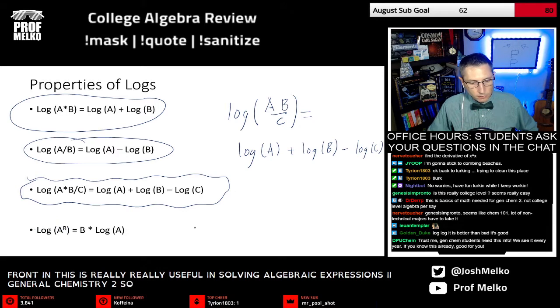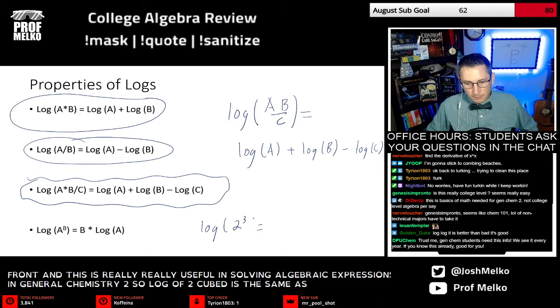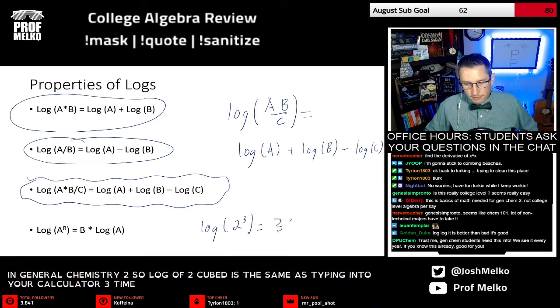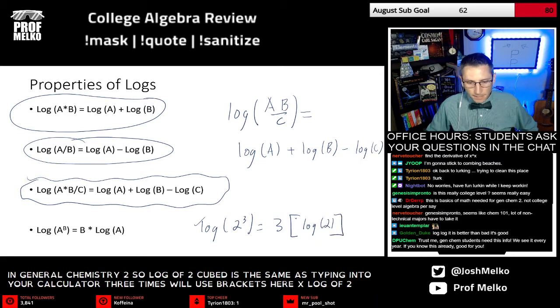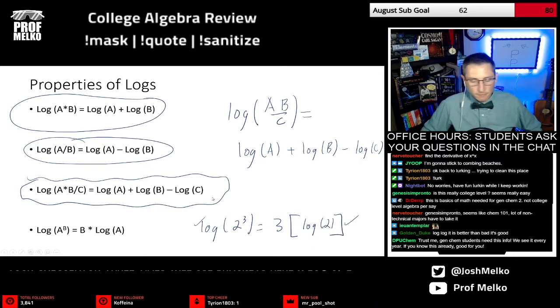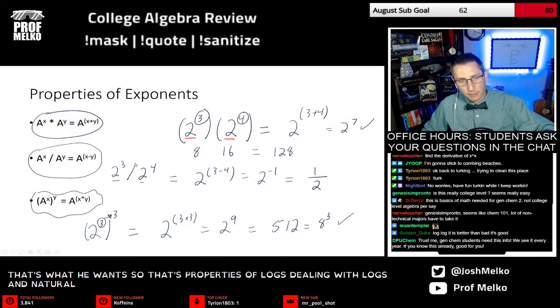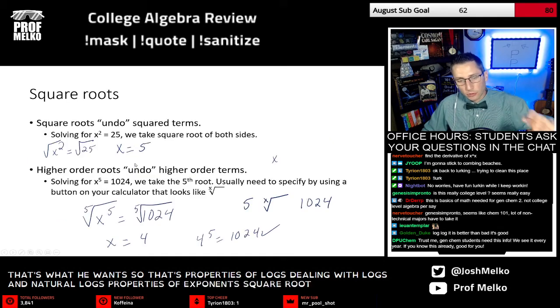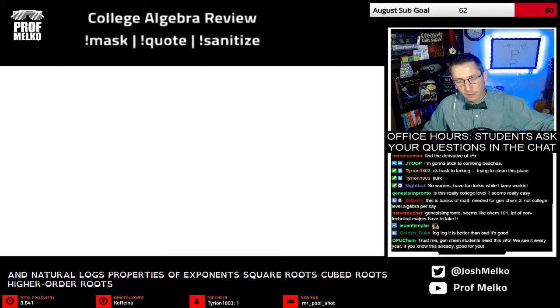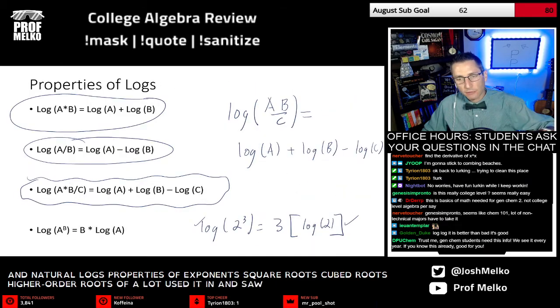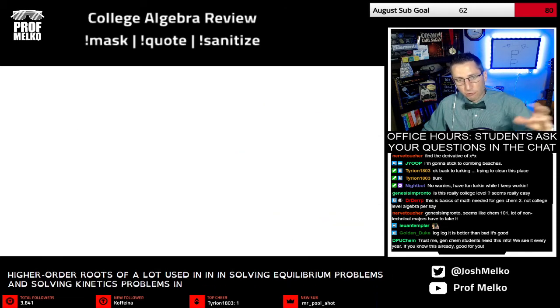Okay, so log of 2 cubed is the same as typing into your calculator 3 times, we'll use brackets here, times log of 2. Okay, that's what we want. So that's properties of logs, right? Dealing with logs and natural logs, properties of exponents, square roots, cubed roots, higher order roots. All of this is used a lot in solving equilibrium problems and solving kinetics problems and rearranging algebraic expressions.